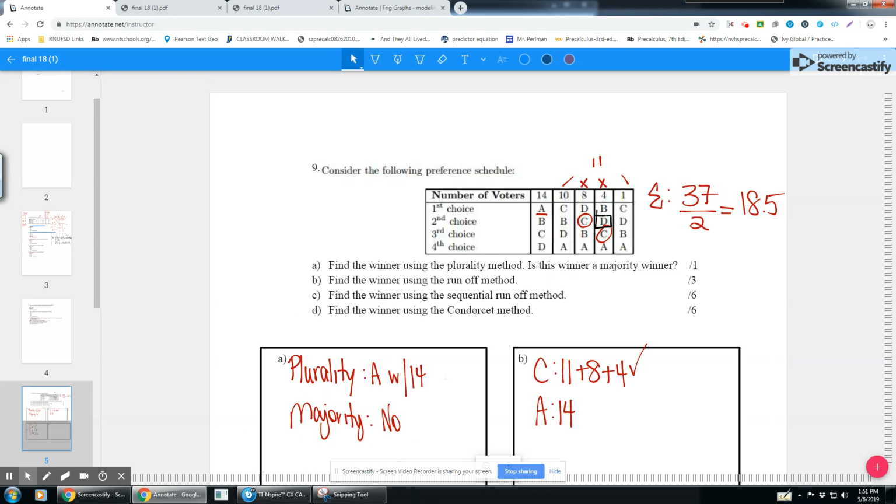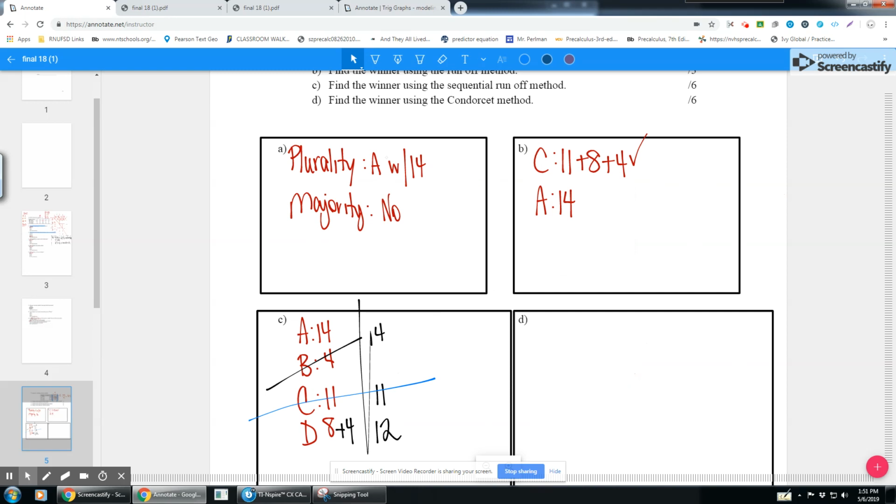Now when I look, I've got 2 columns for C. You're going to do each one individually. In the first one, we're not using C. We already got rid of B. D is going to get 10 points. In the other column, we got rid of C. D is going to get those points. So we're going to add another 11, or C is the sequential runoff winner.